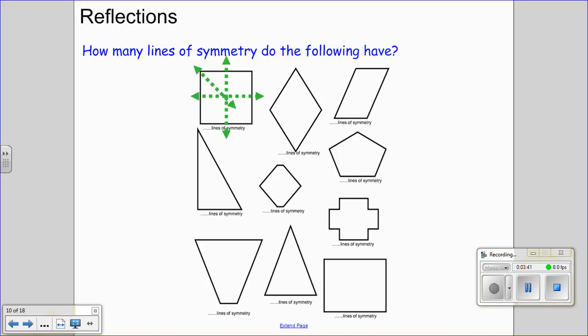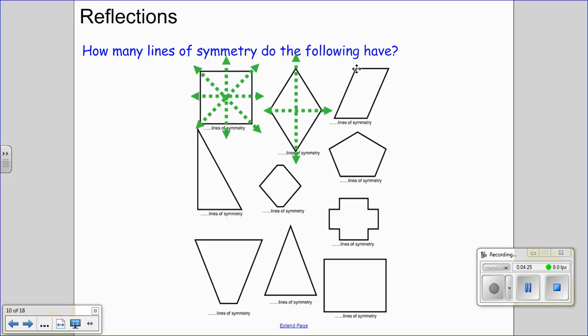I could fold it at the diagonals, and that's a third line of symmetry. And I can fold it at this diagonal. That's a fourth line of symmetry. So that one square has 4 lines of symmetry. Let's go look at the diamond. I could fold it here. That's one line of symmetry. I could also fold it here. That's another line of symmetry. If I tried to cut it from edge to edge, the sides would not match up exactly. So this diamond only has 2 lines of symmetry.